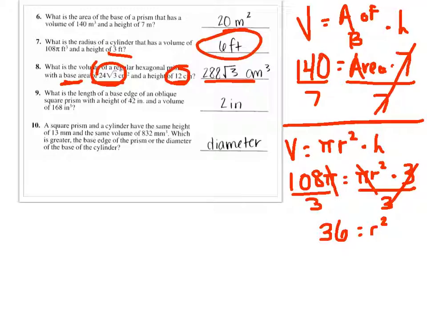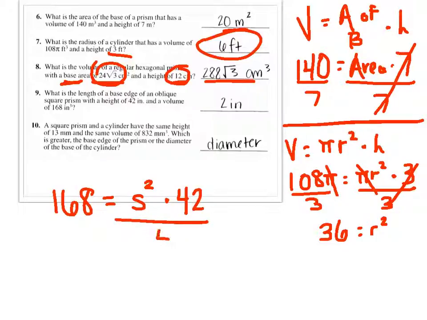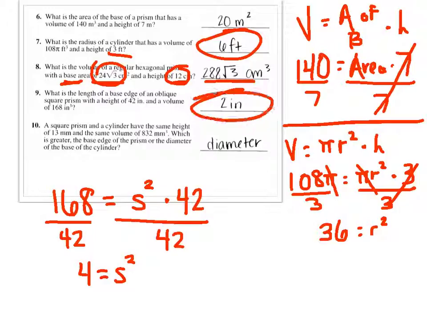Number 9, what is the length of a base edge of an oblique square prism with a height of 42 and a volume of 168? I'm going to say volume, 168, equals area of the base. Since the base is a square, I'm going to call the area of the base s squared, because we do side times side to get the area of a square, times the height, which is 42. At this point, I'm going to divide by 42. And 168 divided by 42 is 4. So 4 equals s squared, square root it, and we get 2.